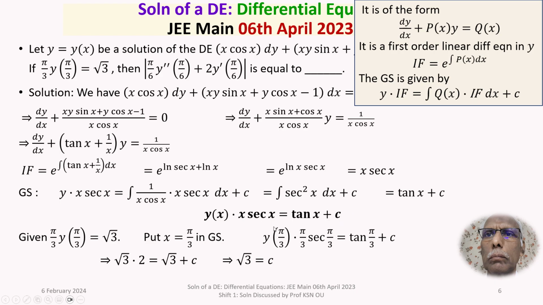So substitute back the value of c in the general solution. You will get a solution called the particular solution. So the particular solution is y of x into x secant x is equal to tan x plus root 3. We continue in the next slide for further discussion.